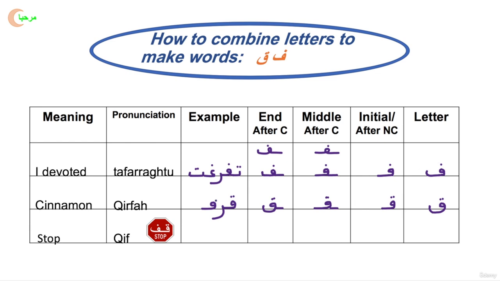And then we have a dot here. And since the fa is a connector, then we will connect it to the next letter. The next letter here is written as h, but this is actually ta marbuta. So the ta marbuta after a connector looks like a giraffe. Remember? So it's going to look like that. And don't forget the 2 dots. So that's how you write qirfa without vowels so far. Qirfa. And that means cinnamon.